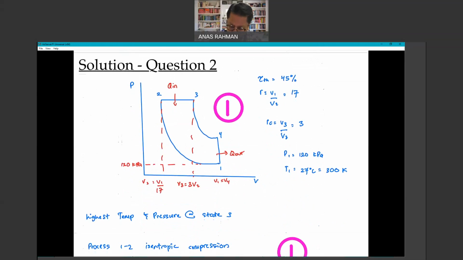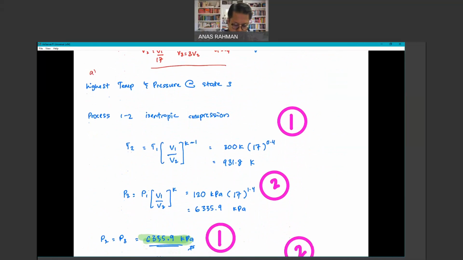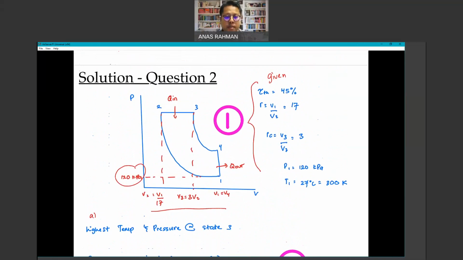Again, this is given, and you need to translate or put this information into the diagram. Only then will you get the whole mark. So you translate, you get 120 over here, and the relationship between the specific volumes. For part A, find the highest temperature and pressure. So you need to go back to your diagram.